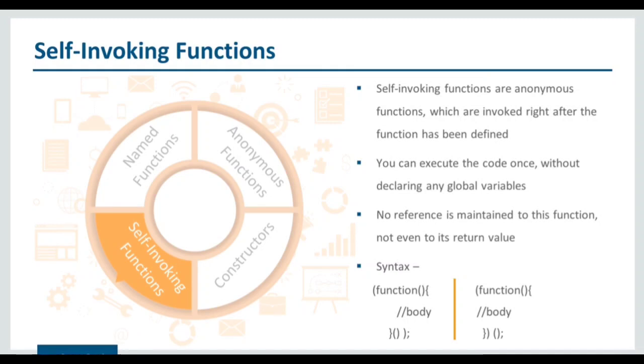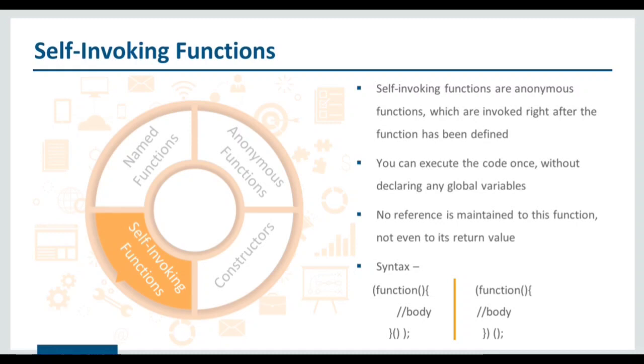Now how do we write this function? You write the function definition completely. It is an anonymous function. So like the way we write our anonymous function, we will be writing this. But after the function has got over, you will just call it.